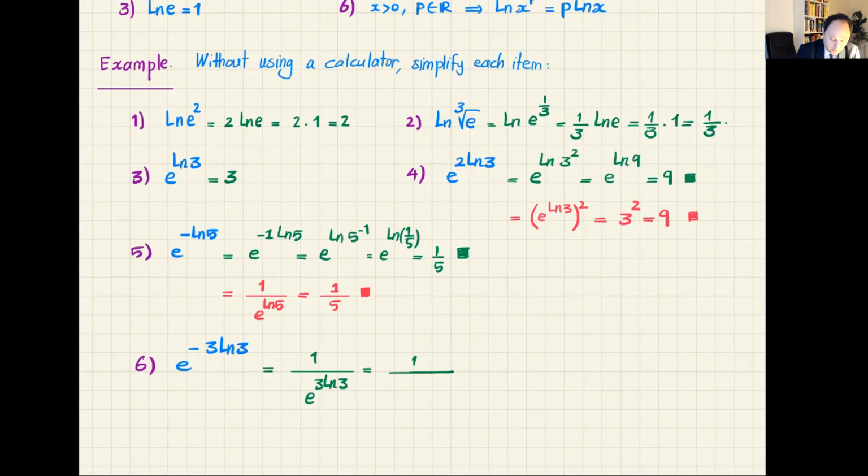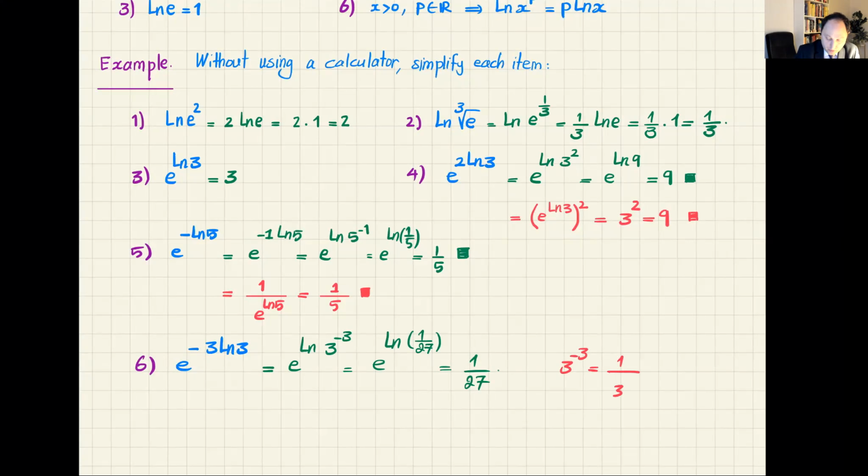I think this is not very useful to do in this way, so let me just do it in the first form. I will take this minus 3 and put it on top of this one. So this becomes e to power ln of 3 to power minus 3. But 3 to power minus 3 is 1 over 27. And that's the answer: 1 over 27. Hopefully you understand why. 3 to power minus 3 is 1 over 3 to power 3, and this is 1 over 27.